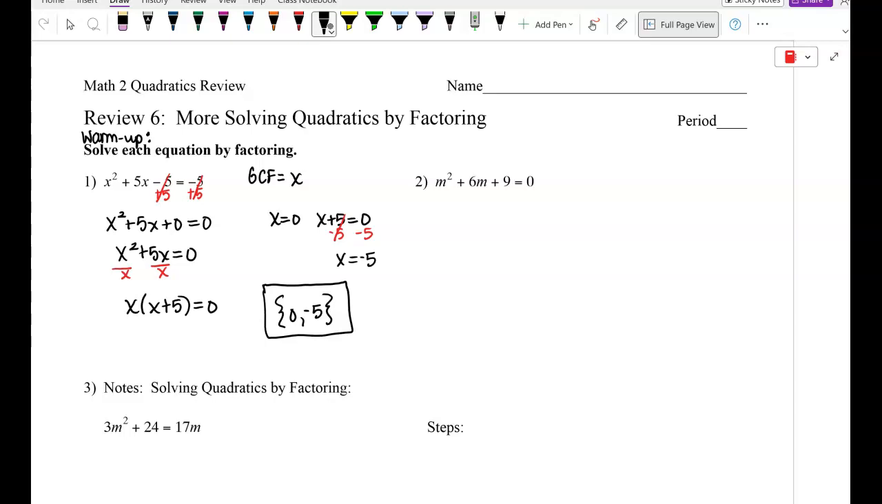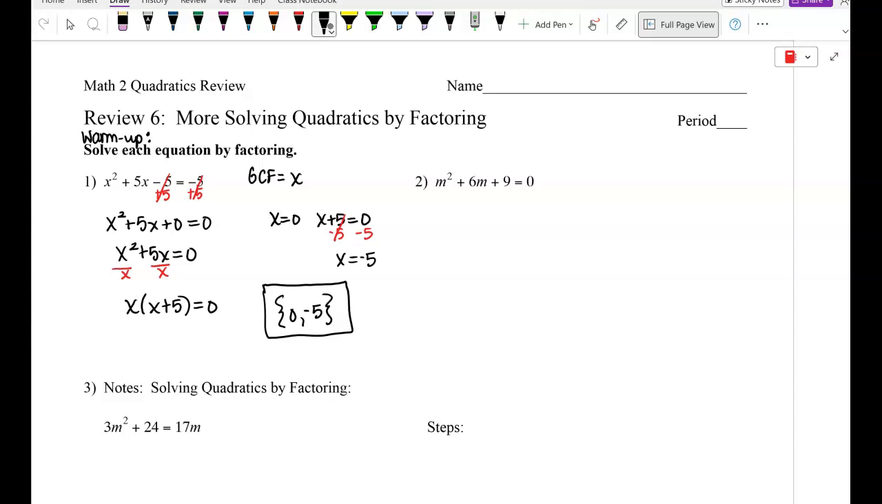Again, could you have done the x method? Absolutely. You would have ended up with an a of 1, a b of 5, and a c of 0. 1 times 0 is 0. B is 5. So you would need two numbers that multiply together to make 0 and add up to 5. Well, the only way to make 0 through multiplication is one of your factors has to be 0. And to add up to 5, your other would be 5. So through the x method, you would get the same two factors. But if you look at it as a binomial and take out that GCF, it gets you the same spot.